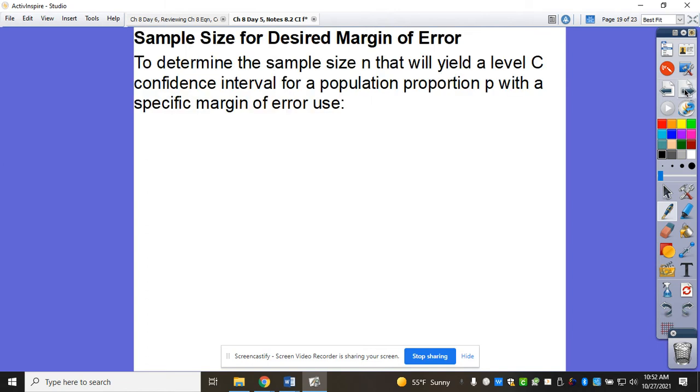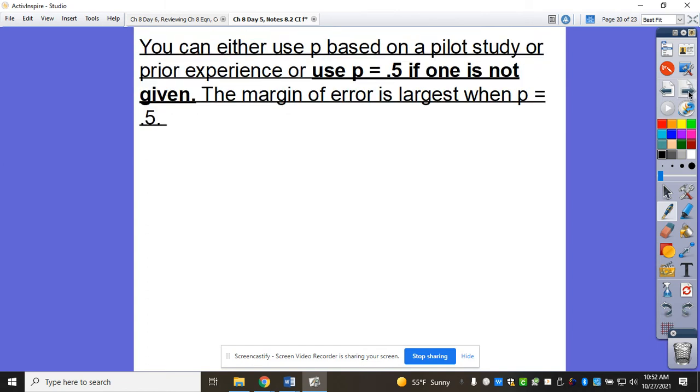So, that's where it says right here, you can either use P based on a pilot study, which means like a couple years ago we did a study and this is what it was. Sometimes it'll give you that. If one is not given, we use P equals 0.5 because of the reason I just went through. Because that is the most conservative, that would give me the highest product, which would tell me the highest possible sample size I would need.